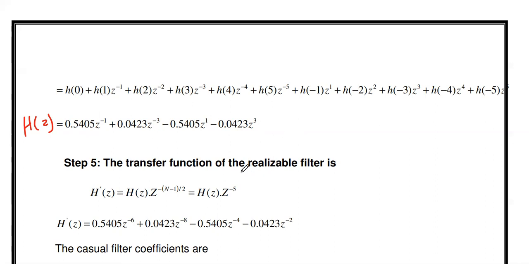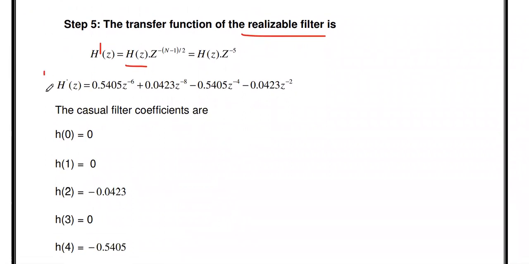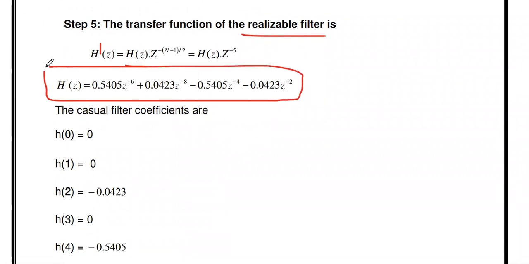In order to convert into a realizable filter, we have to find H dash of Z. H dash is the transfer function of the physically realizable filter. It is obtained by multiplying the transfer function H of Z with Z power minus of (N minus 1) by 2. Here capital N is 11, so Z power minus 5 we have to multiply. If you multiply, we get H dash of Z equal to 0.5405 Z power minus 6 plus this one.